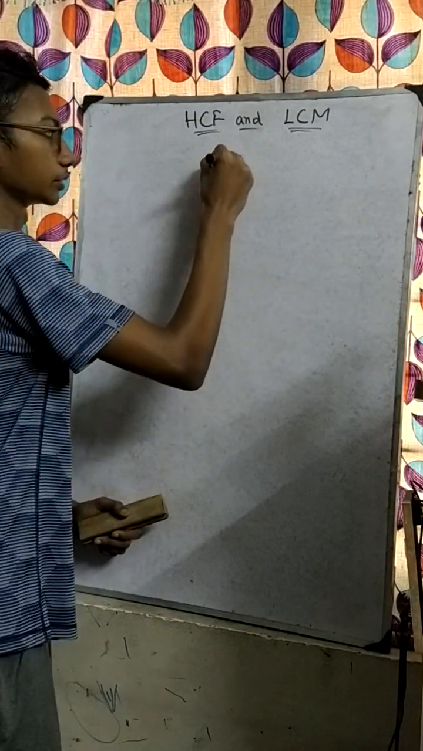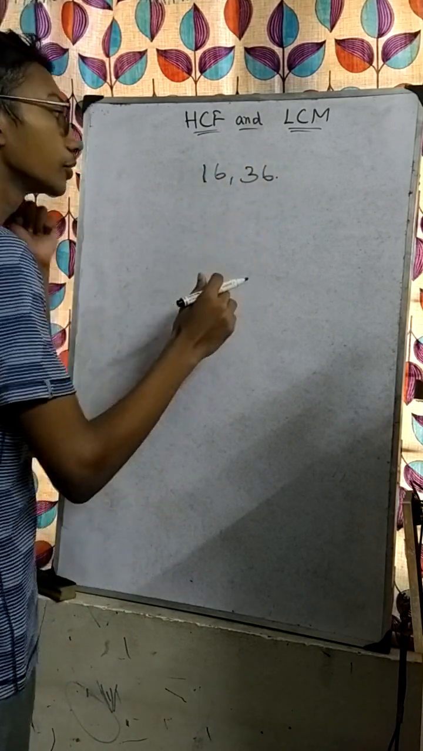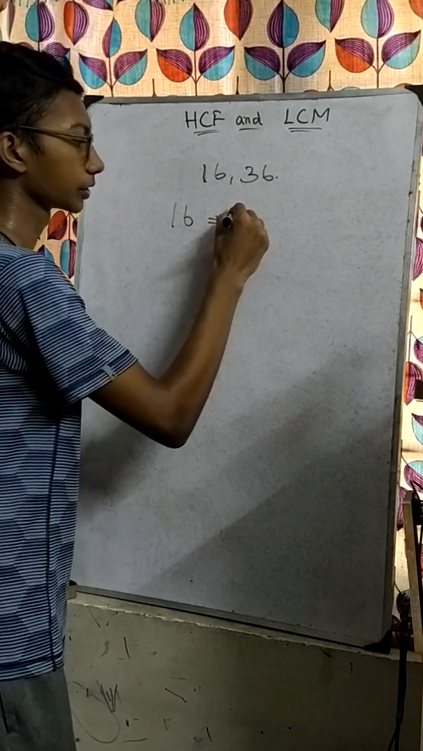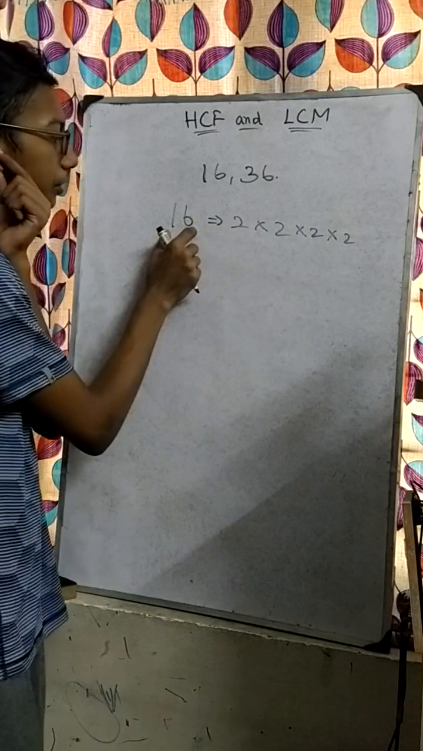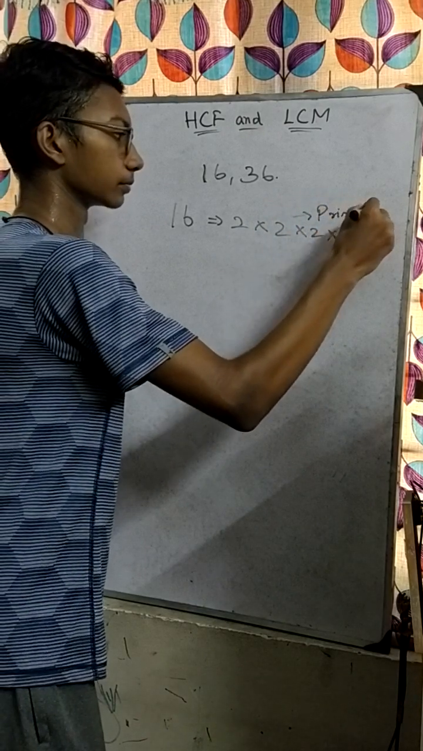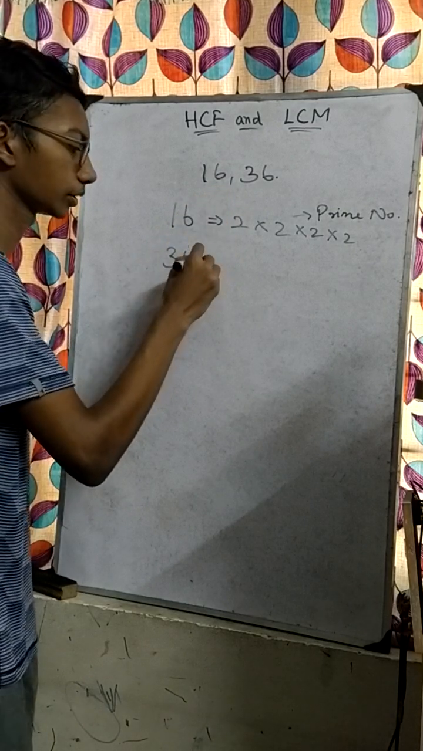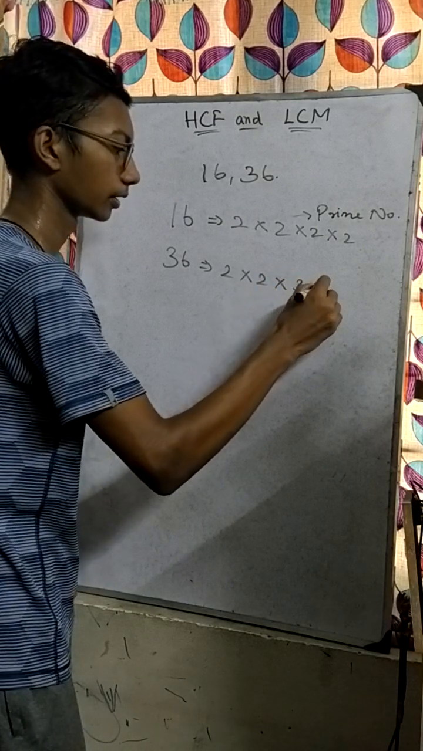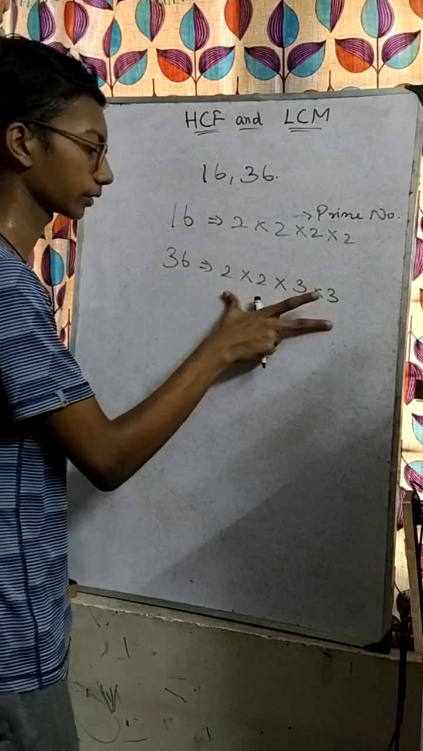Let's take numbers like 16 and 36. The first way of finding the HCF of a number is prime factorization. For 16, it is 2 times 2 times 2 times 2, which equals 16. All these should be prime numbers. Now we will do the same for 36. For 36, we will have 2 times 2 times 3 times 3. 4 3s are 12, 12 3s are 36. So this is the way of factoring 36.